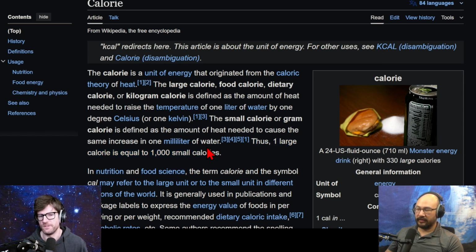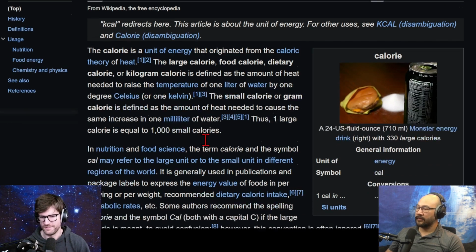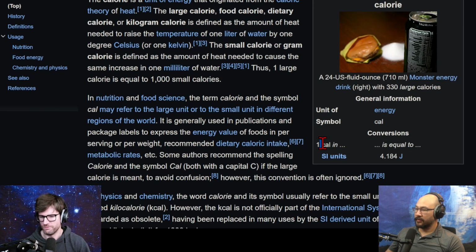So first off, we shouldn't even be using the calorie because it's annoying. We should be using joules. Why not? Standardize it with the rest of SI. Right. And if you look over there on the side, it says 1 calorie is equal to 4.184 joules. Thanks, science. Why use this thing?